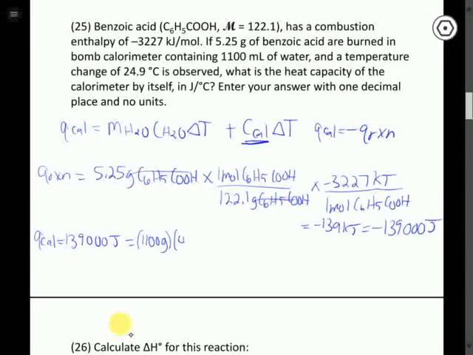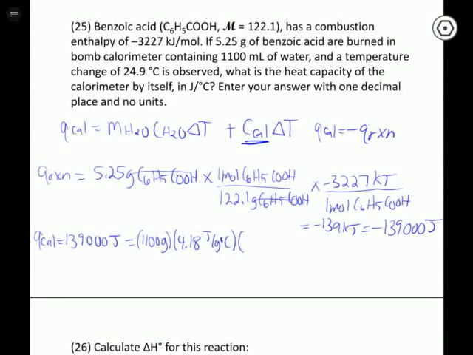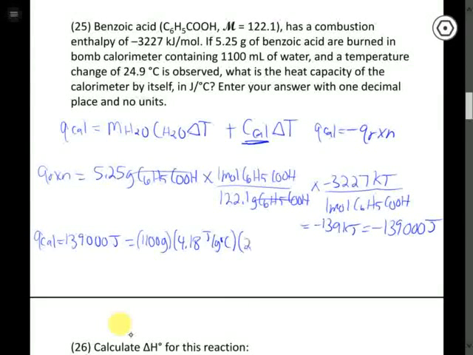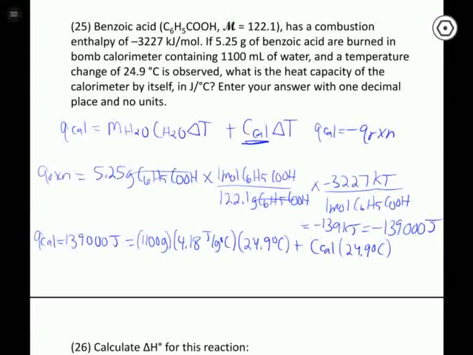The heat capacity of water, I don't think I gave it to you here. It's the one we should be familiar with, 4.18. And then delta T, we're told, is 24.9 Celsius. It should be a positive number because this is a combustion reaction, so we're going to be heating up the surroundings. And then we have our unknown heat capacity for our calorimeter times the same delta T. So that's the other important point: delta T is the same. You're reaching a thermal equilibrium where the calorimeter and the water that's in the calorimeter end up at the same temperature. So our only unknown here is the heat capacity of the calorimeter.